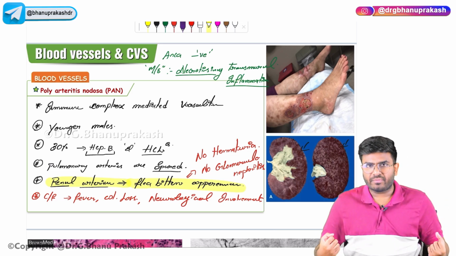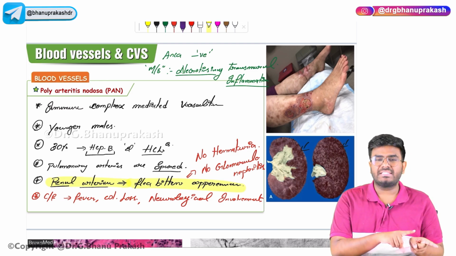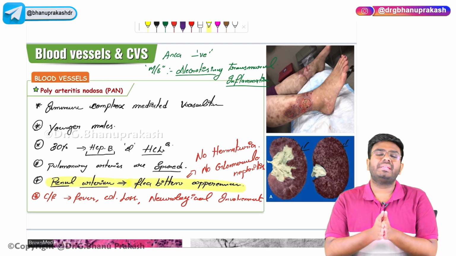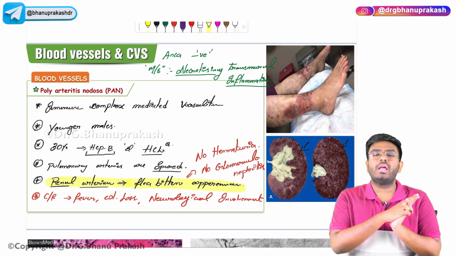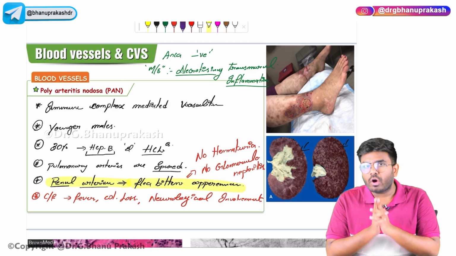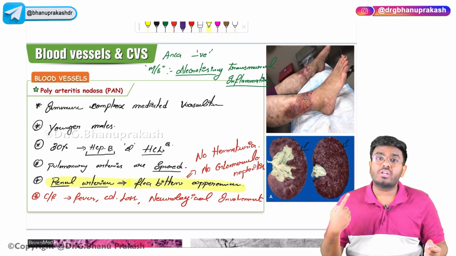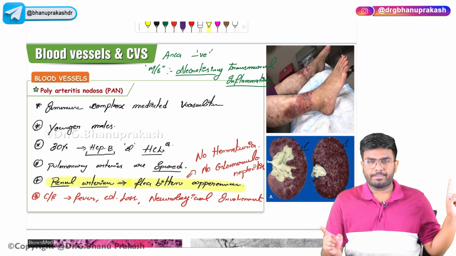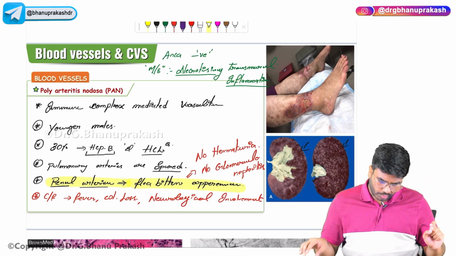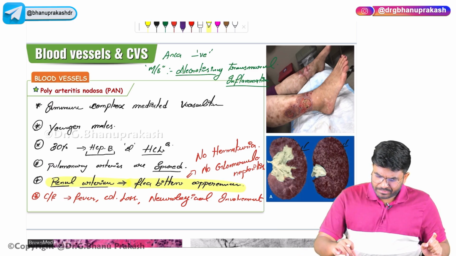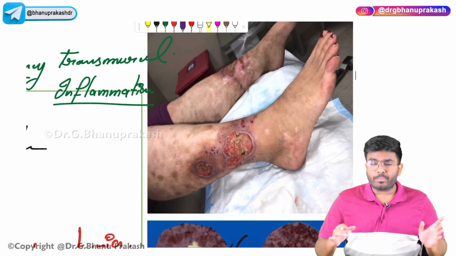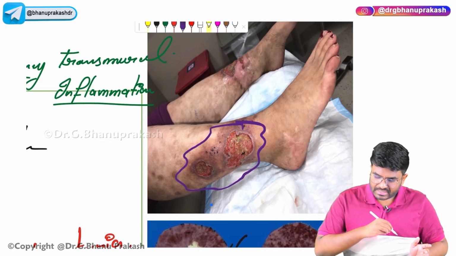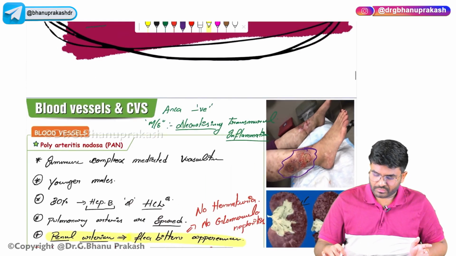Many arteries in the body can be affected, and the most common artery is the renal artery. Because of the involvement of the renal arteries, there can be a flea-bitten kidney, but there is no hematuria and no glomerulonephritis. Because of the involvement of the cerebral vasculature, there can be neurological involvement, but the pulmonary arteries are not going to be affected. So these are the important points I want you to know. Because of polyarteritis nodosa, it's a necrotizing inflammation, right? So you can see ulcer formations also.